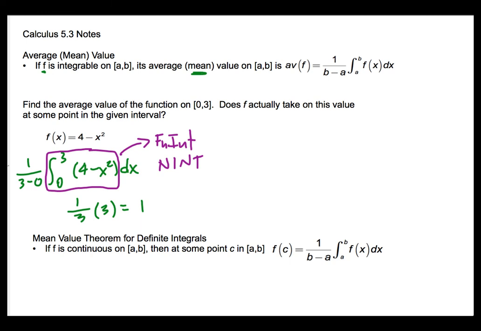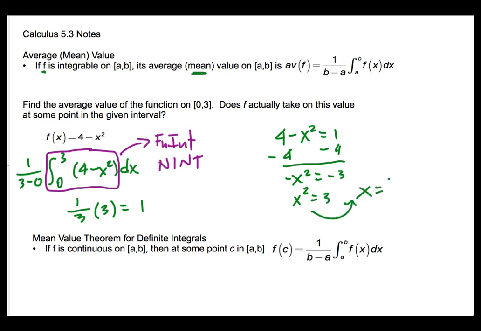What does that mean? That means, does 4 minus x squared ever equal 1? That's the question. So you just solve this out. Subtract 4 from both sides: negative x squared equals negative 3. So x squared equals 3. And so you end up with x equals plus or minus the square root of 3.